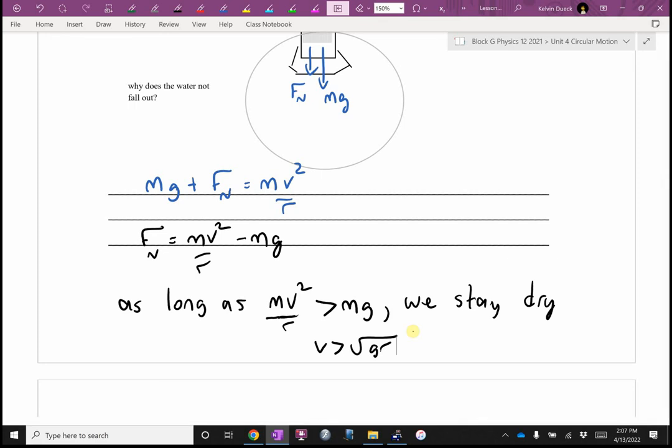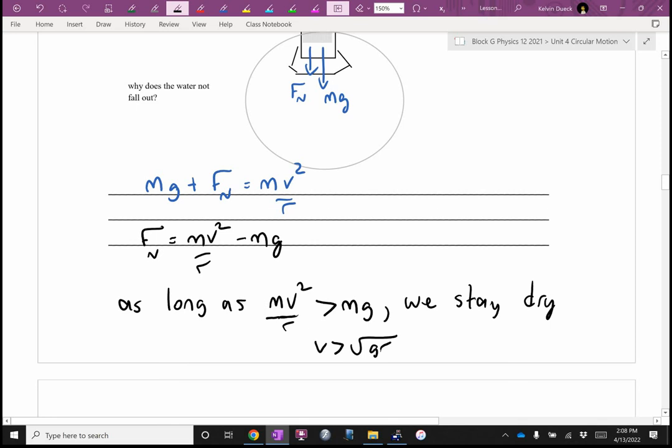Come on. So as the radius increases, that's ooh. Yes. But if the radius gets twice as big, the velocity only has to get root 2 as big. So it's not a 1-to-1 ratio.